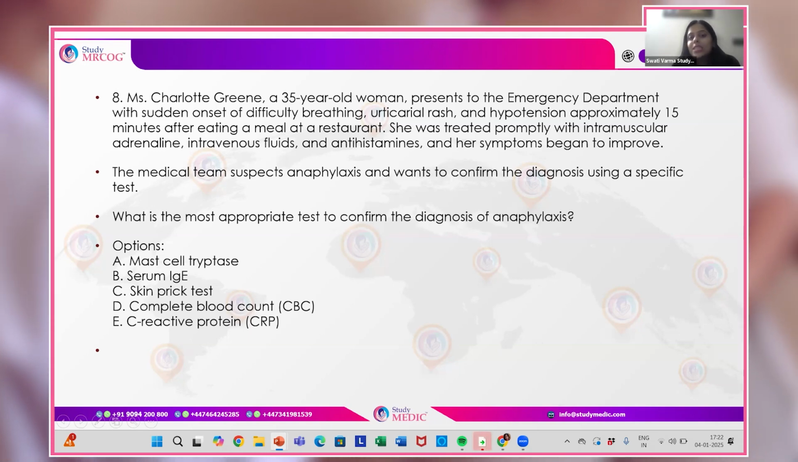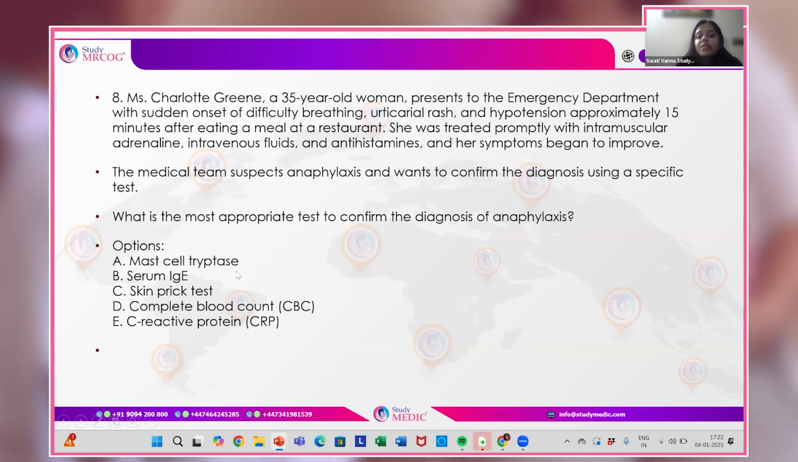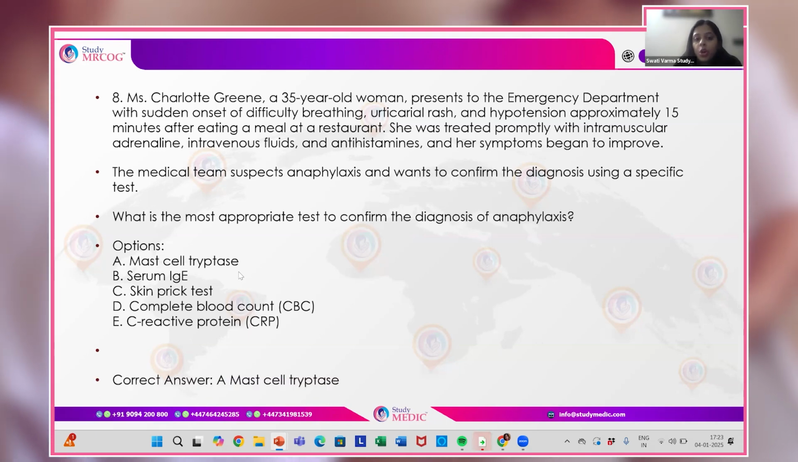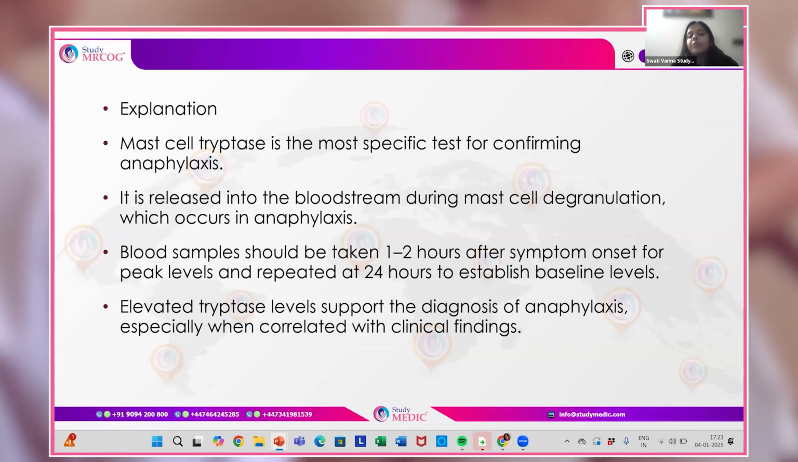Now, this again has been asked multiple times. So, the most appropriate test to confirm the diagnosis of anaphylaxis is, yes, mast cell tryptase. So, let's have a look. It's actually the most specific test for confirming anaphylaxis.